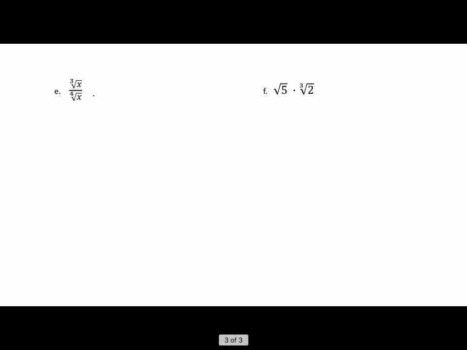Example E, I need to change these to rational exponents, so x to the 1 over the index of 3 in the numerator, denominator x to the 1 over the index of 4. And so I have a quotient here. I can keep that base and subtract the exponents, 1/3 minus 1/4.